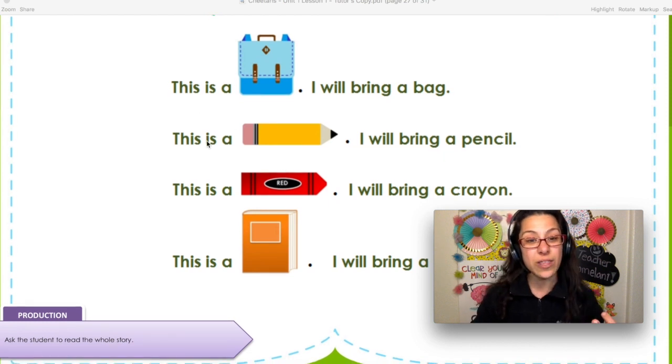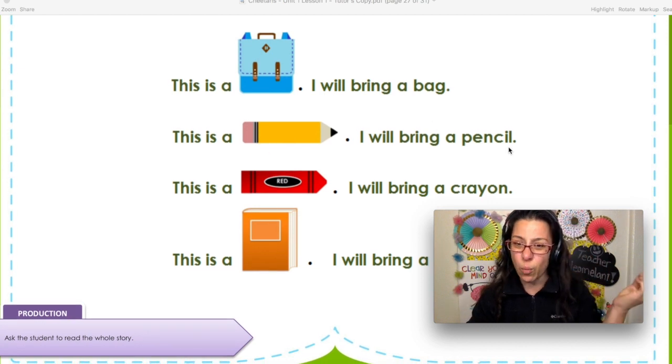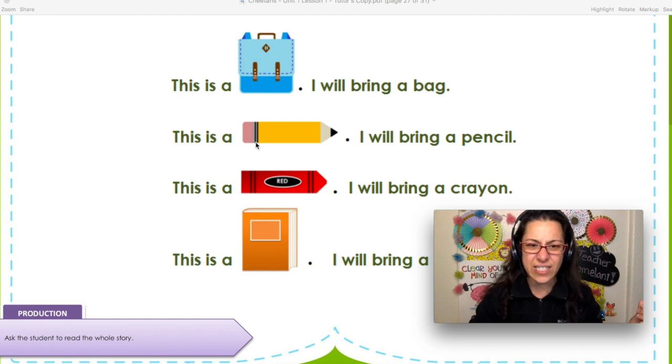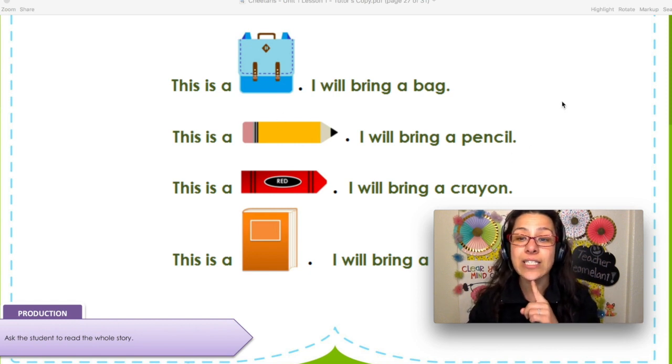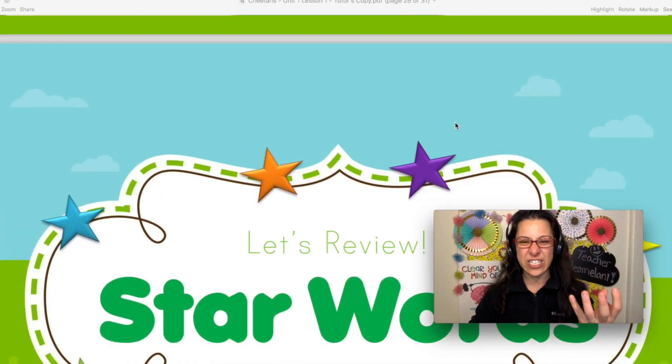If they need help with pronunciation, or maybe they recognize this object but they don't really remember the word, I would go over here and highlight pencil, and highlight both the object and then the word so that they associate the two. So if they struggle, that's what I would do.